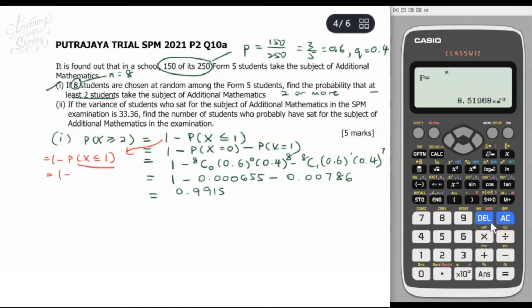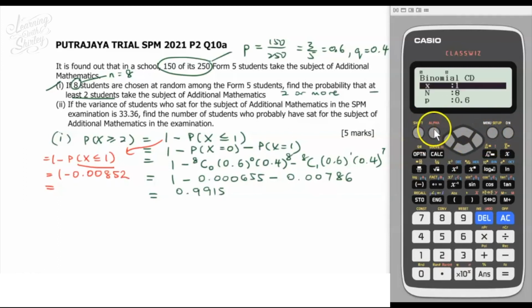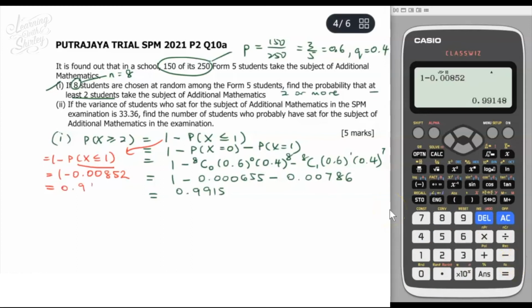So you're going to use 1 minus 0.00852. Then after that you're going to calculate this. So now you're going to reset your calculator, go to shift, and then 9, and then 3, initialize all, and yes button, and then AC. So you're going to use 1 minus 0.00852. So press equals, so you get 0.9915. Ta-da! So you got your answer correct.